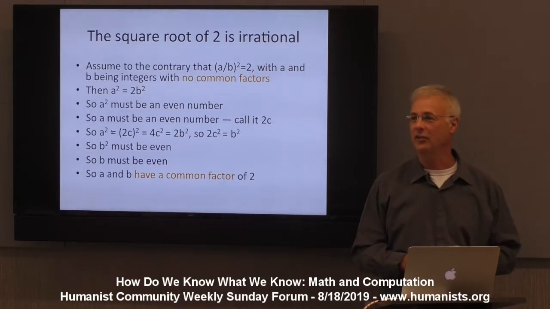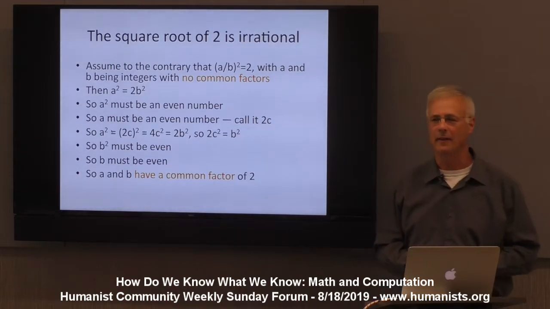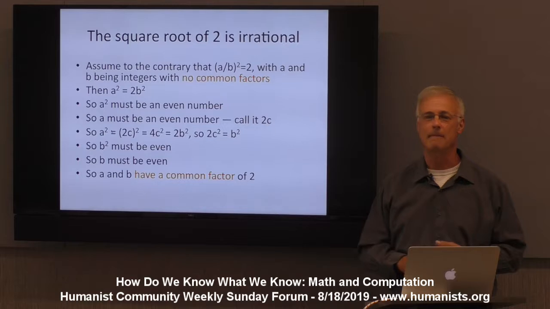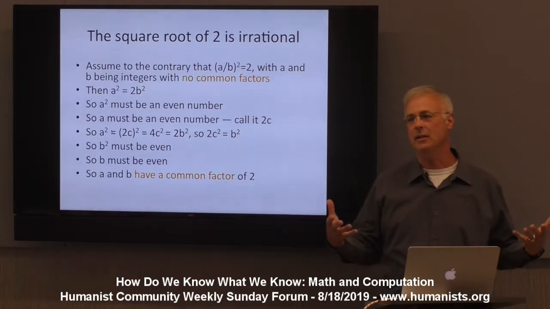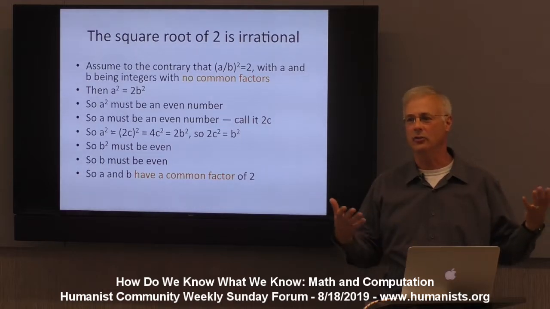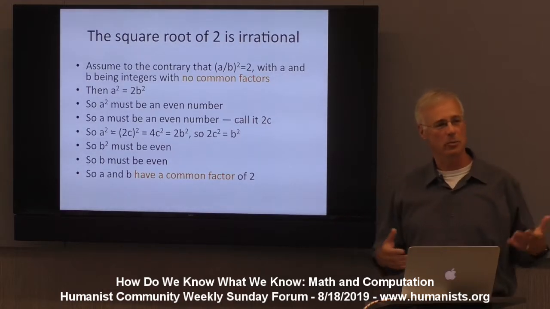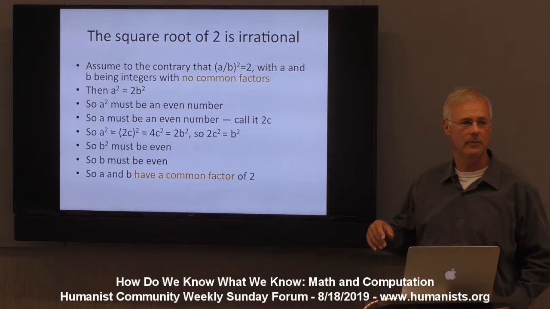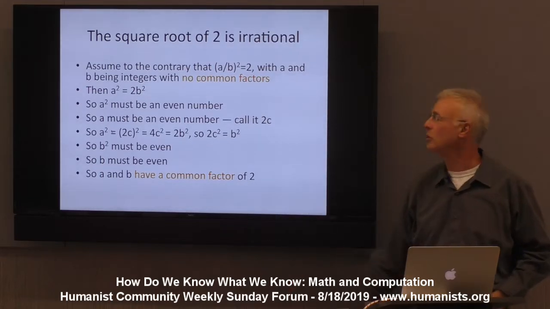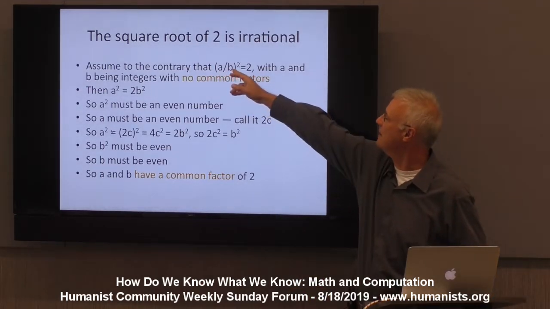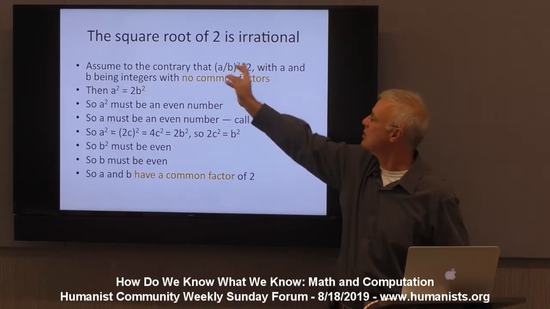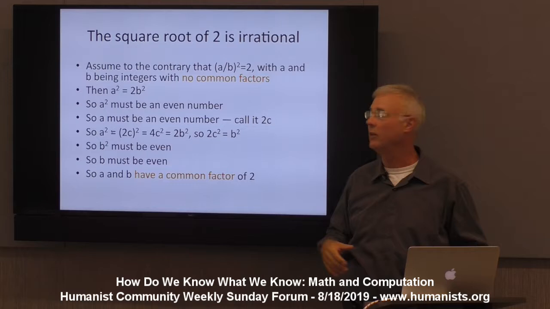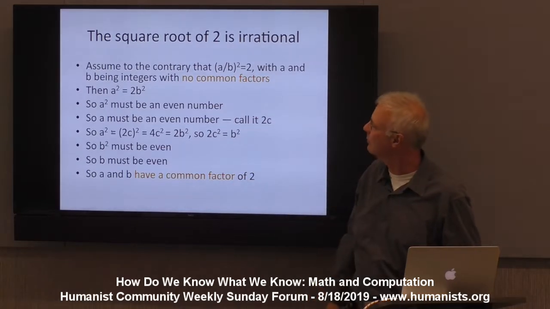So this is a discovery made by the ancient Greeks, that the square root of 2 is an irrational number, which is to say that there are no two integers, a and b, whose ratio squared is 2. So the way you prove that is you assume that it is true. You assume that we have two integers, a and b, that we can square and get 2. And we also assume that this fraction is in the lowest common form. So a and b have no common factors.